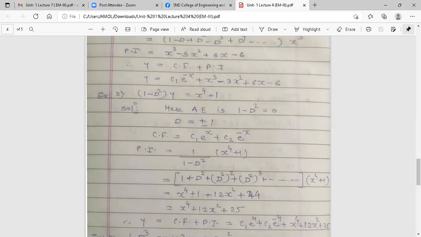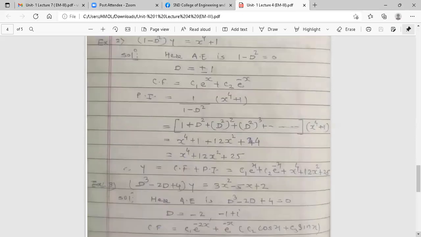And so the PI is here. PI is 1 upon phi of D into f of x, that is, 1 upon (1 minus D square) into x raised to 4 plus 1. And so you use here the series 1 upon 1 minus x. The 1 upon 1 minus x series is 1 plus D square plus (D square) square plus (D square) whole cube and so on, into x raised to 4 plus 1. Now solve for this x raised to 4 plus 1. The degree of x raised to 4 plus 1 is 4. So you count the terms up to D raised to 4.